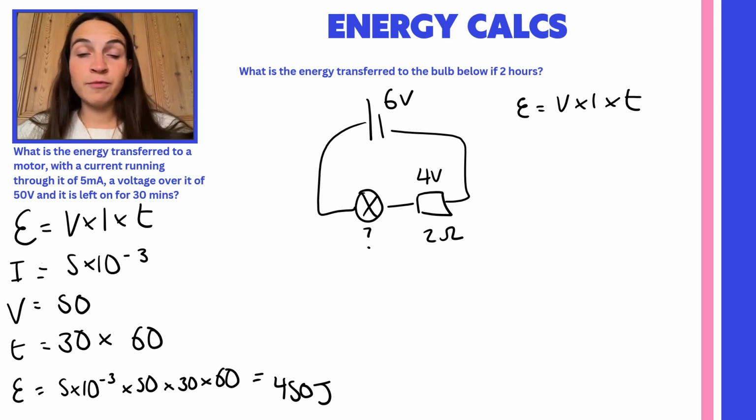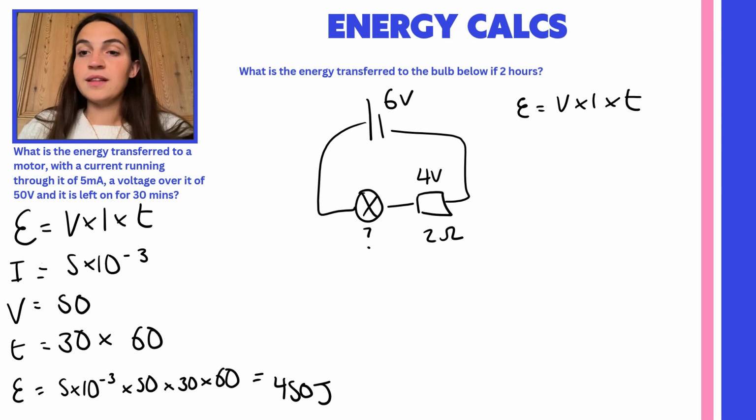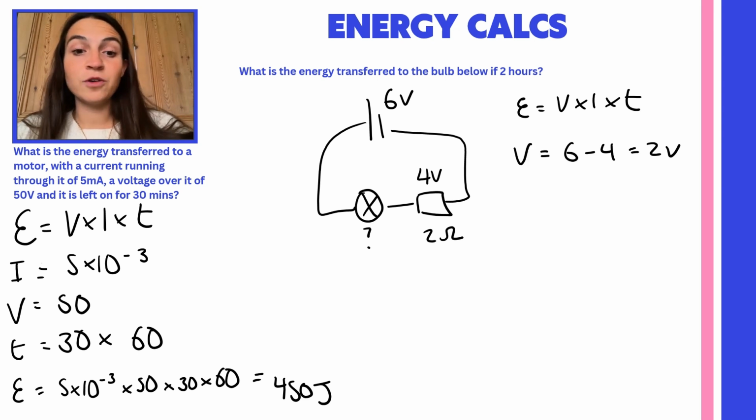The voltage over my bulb is relatively straightforward. This is a series circuit and it's in series with that resistor. There's a supply of 6 volts, but my resistor is using 4 of them. So my bulb must have a voltage of 2 volts over it.